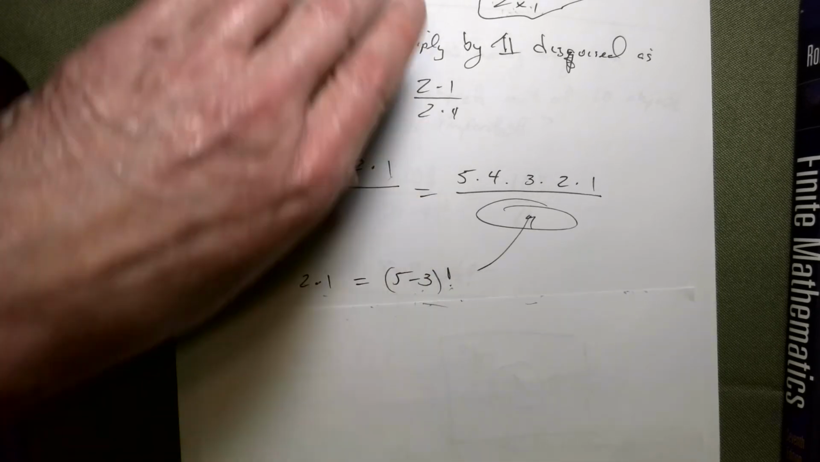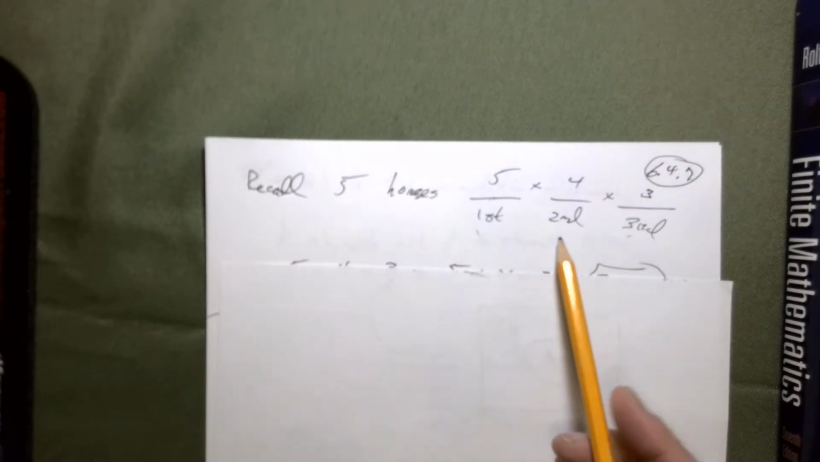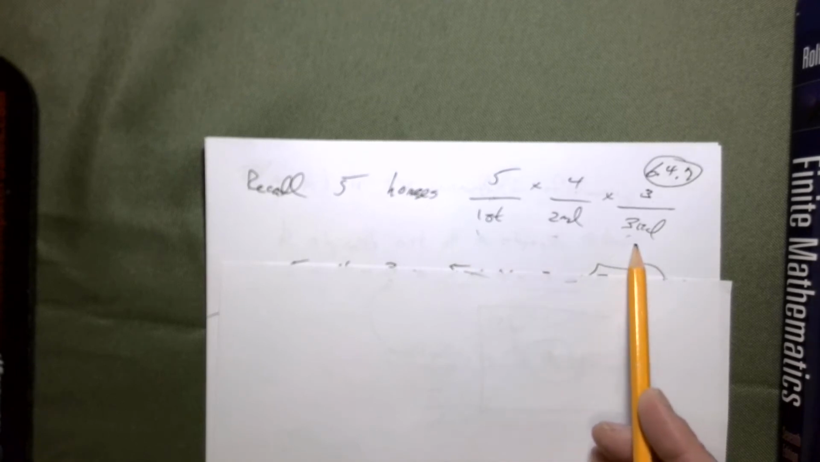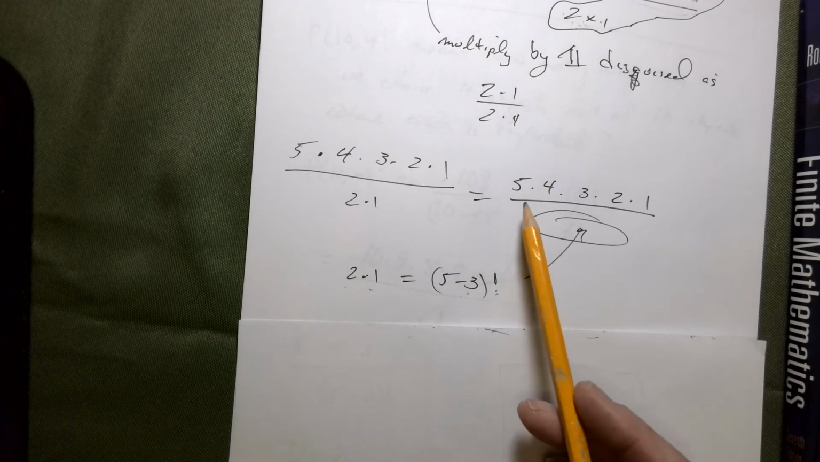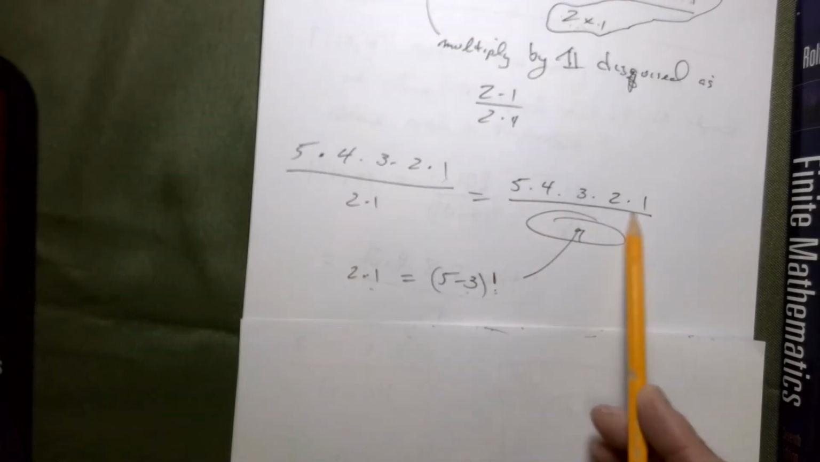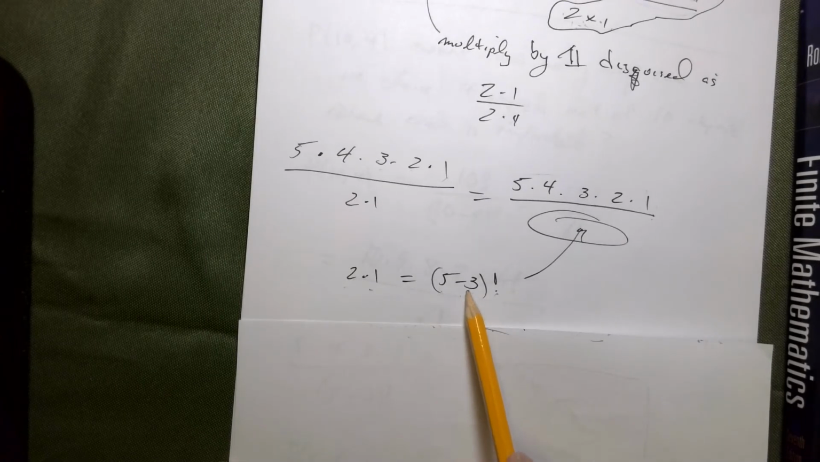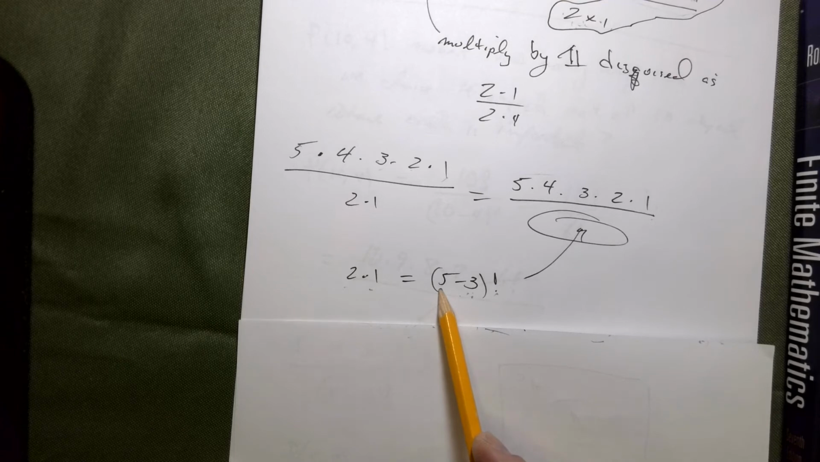I have 5 horses that come in first, 4 that come in second, 3 that come in third. So if I was to take the 5, 4, 3, 2, 1, that's a 5 factorial. And then if I took 5 minus 3, so we have what? 3 places out of 5 horses. 5 minus 3 is 2 factorial.